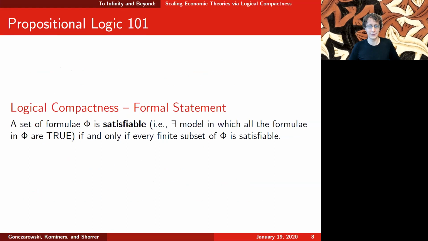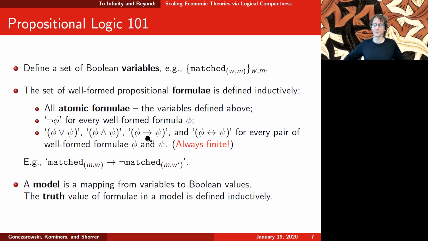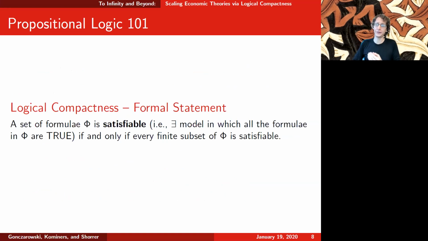All right. So what is logical compactness? A set of formulae is satisfiable, in the sense that there is a model in which all the formulae are true, if and only if every finite subset is satisfiable. So if I give you a potentially infinite set of these formulae, and I want to know, is there a way of assigning the variables so that all the formulae are true at once? All I have to check is whether every finite subset of those formulae is satisfiable at once.